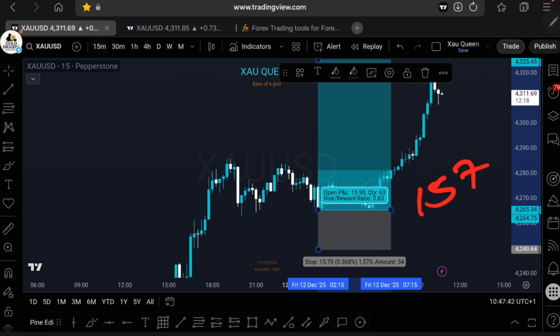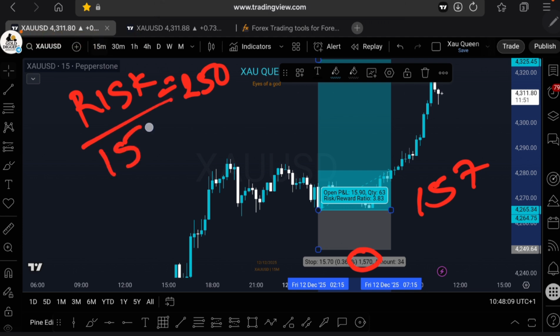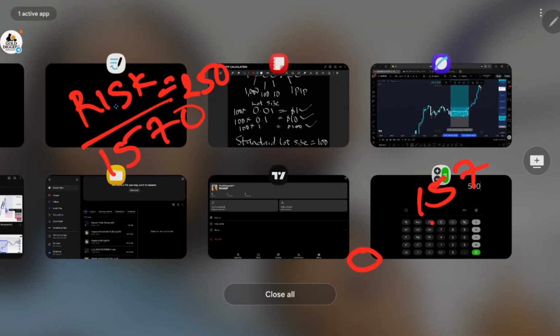157. Now, if we want to calculate our lot size, what lot size are we going to use? Let's say we want to risk $250 per trade. So that would be our risk, which is $250, divided by this guy here, 1570. Do you get? So let's go to the calculator.